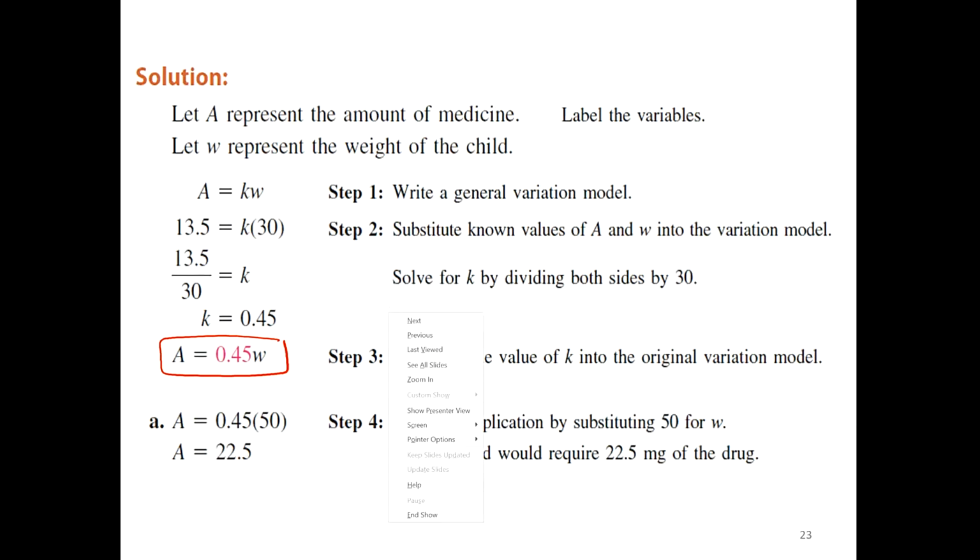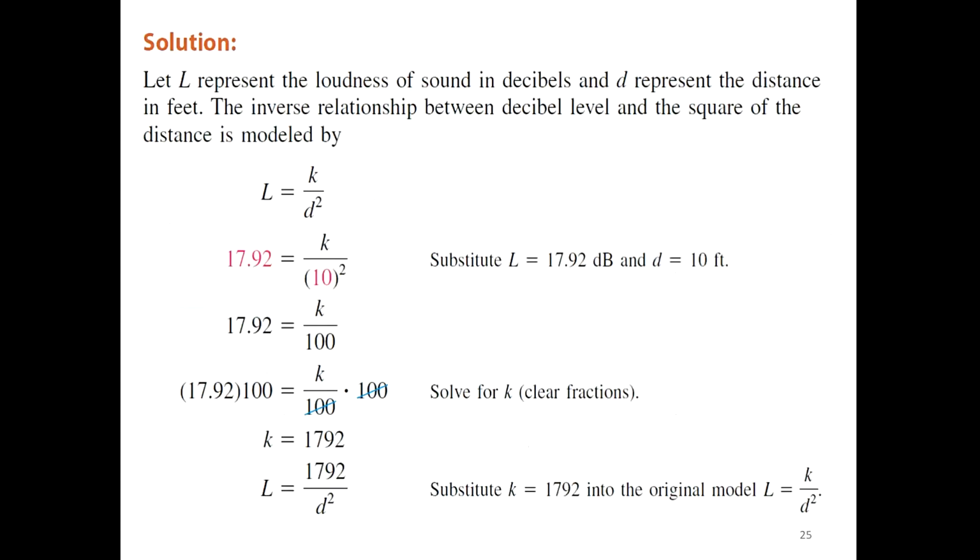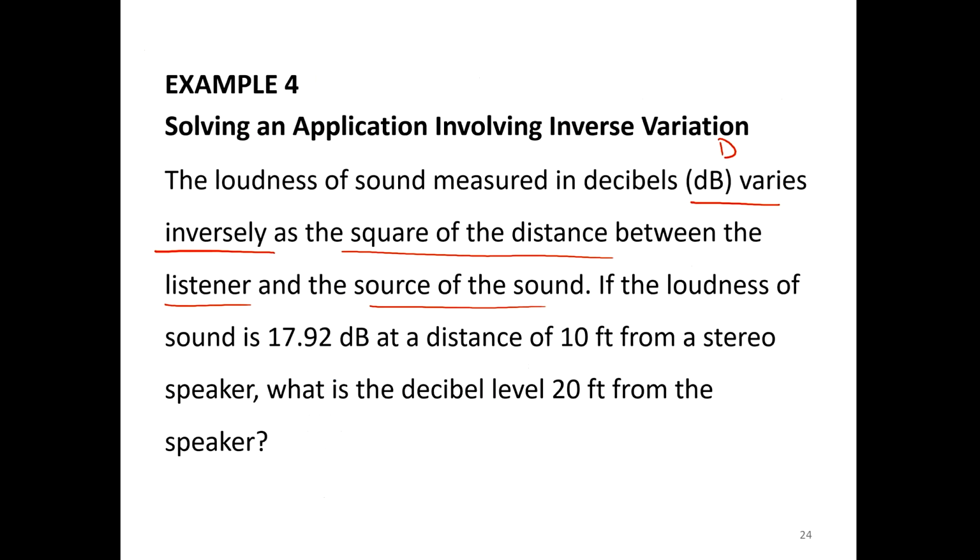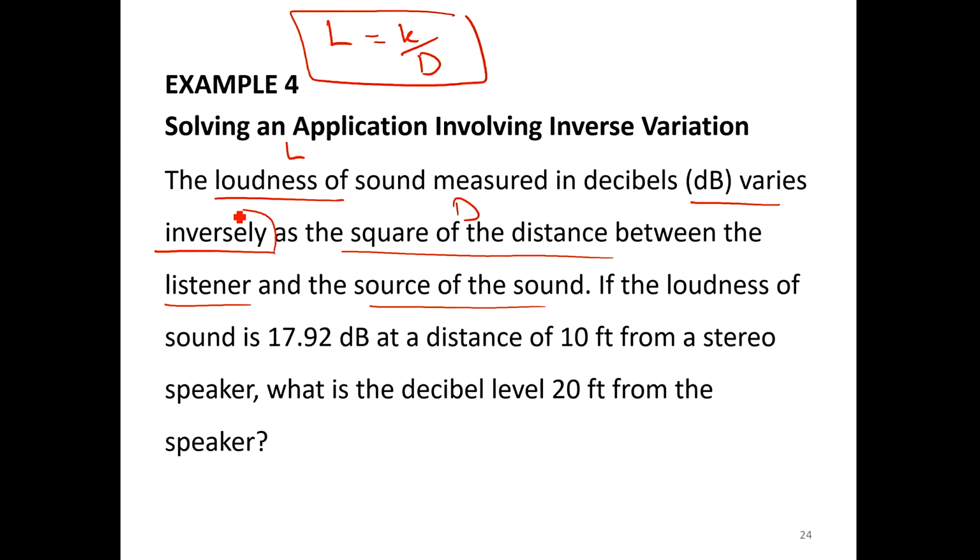Okay, so next, K, distance D, and L, this is the loudness. So put the loudness L and the square distance D. The relation between L and D with K, what is this? Inversely. Okay, this is inversely.